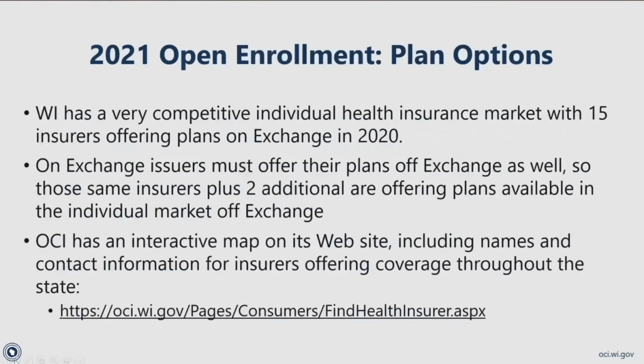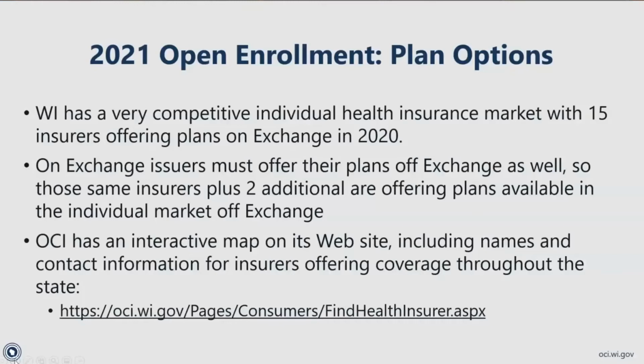So again, for the 2021 open enrollment period, Wisconsin actually has a very competitive marketplace. And in 2020, we had 15 insurers on the exchange. For 2021, it's looking like 24 insurers are going to be offering products in the individual and small group market. Some insurers are only in the small group market, some are in both, and some are just in individual. But our marketplace options are growing in Wisconsin.